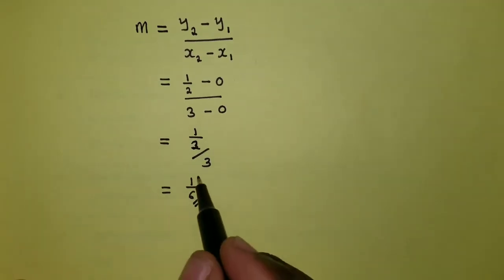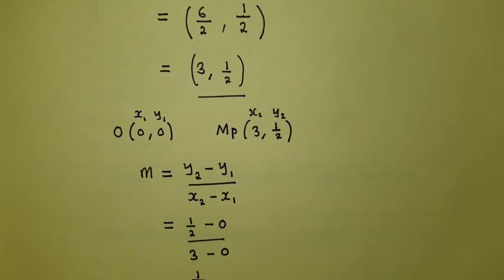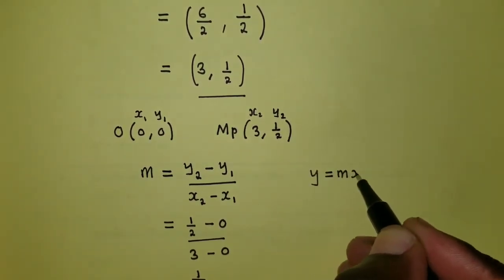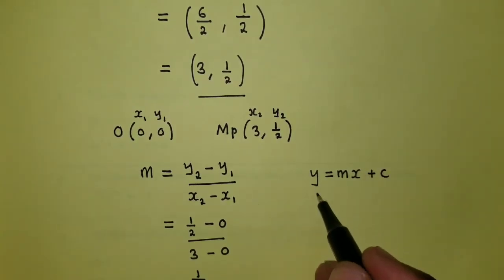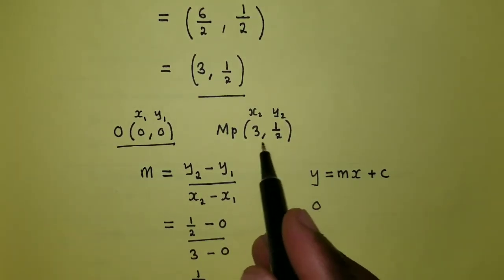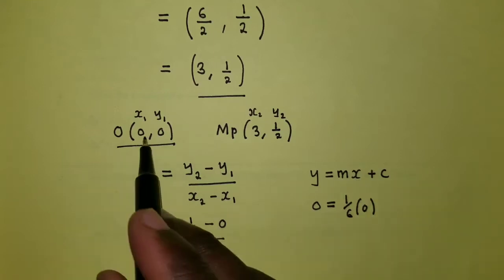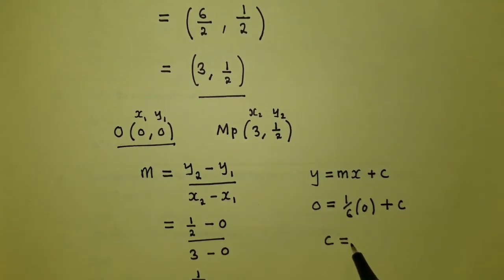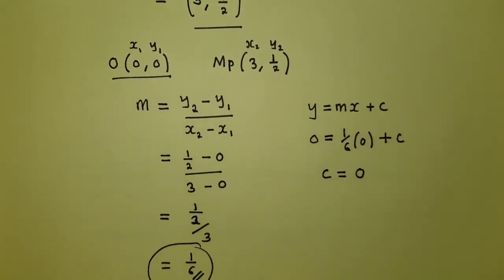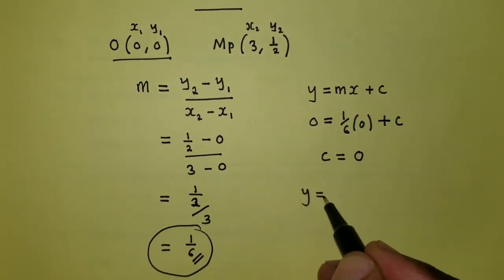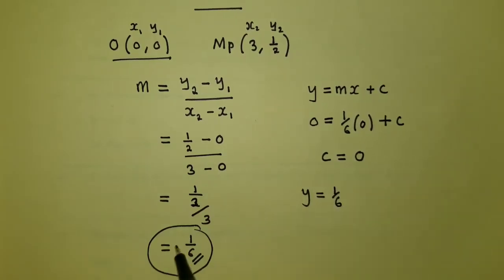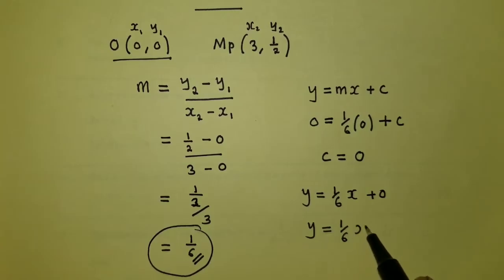Now, after finding this gradient, we write the formula for finding the equation of a straight line, which is this one. So for y, we are going to put 0. We are going to use these coordinates. If you want, you can use these. You still get the same answer. For m, we just found 1 over 6. Our x is 0 plus c. So we find that the value of c will just be equal to 0. After getting that value of c, we say y is equal to 1 over 6, the m that we found, x plus 0. Our final answer will be y equals 1 over 6 x. So this is the line that is passing through the origin and the midpoint of points A and B.